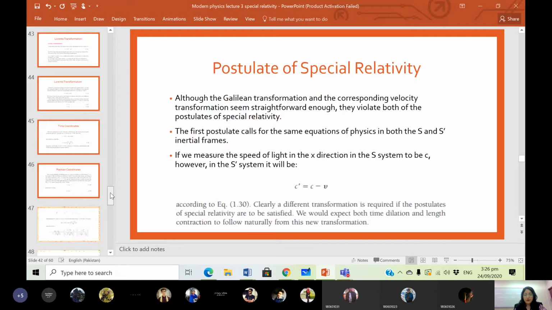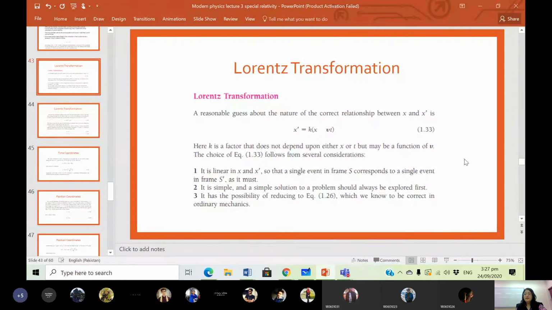Okay? So now comes the next step, which is that we want to derive this Lorentz transformation. And once we've derived the Lorentz transformation, there's also something known as the inverse Lorentz transformation, we will do that as well. And besides that, we can also get time dilation and length contraction from the Lorentz transformation.